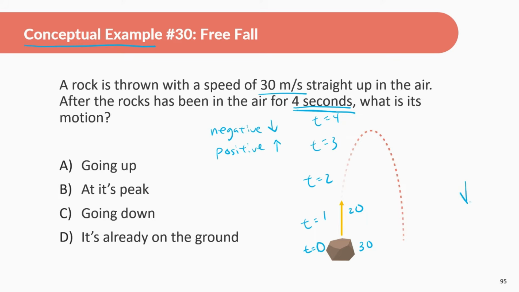And remember, acceleration of gravity is down. After the second it's going to go 10 meters per second slower, so this is going to be 10. After the third second, it's going to be going 10 meters per second slower, which is actually 0, meaning it's reached its peak here. And after 4 seconds, it should be something like over here, going down. And it's going to be going negative 10 meters per second. So it should be going down. Hope that makes sense.